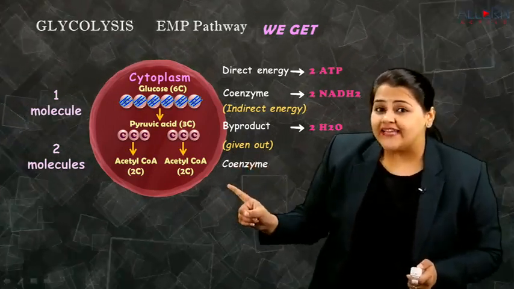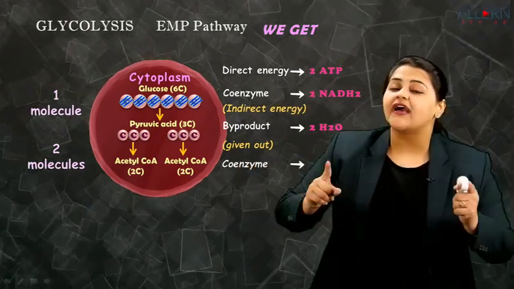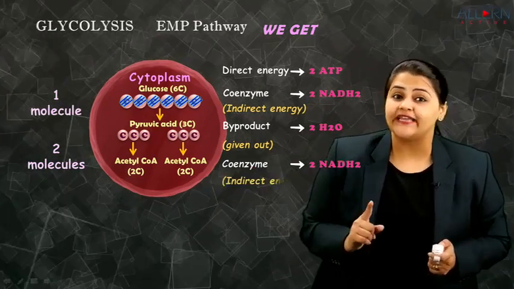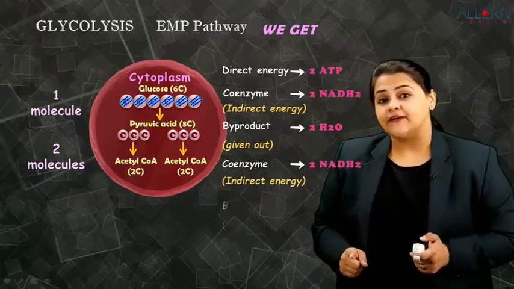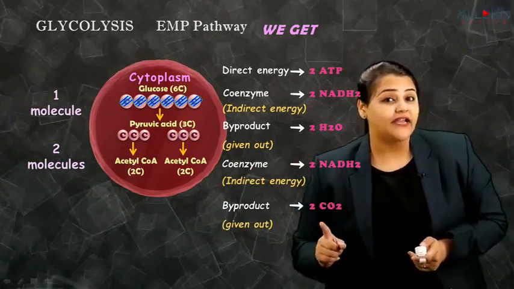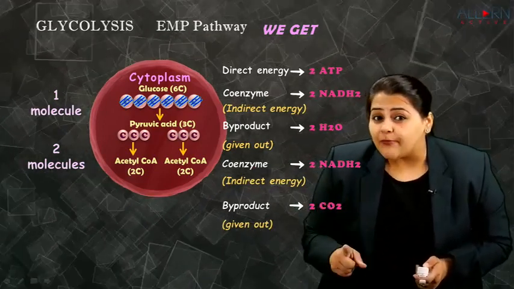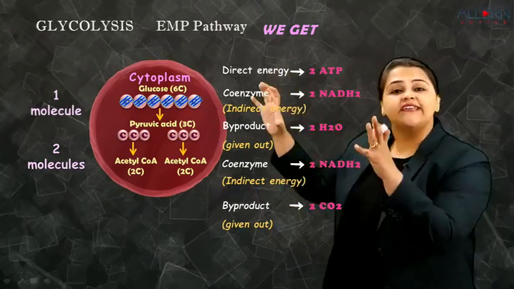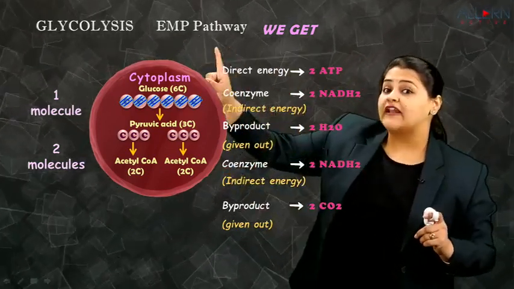And while this is going to fetch us another kind of coenzyme, that is 2 NADH2, which is an indirect energy. And of course a byproduct, which is nothing but carbon dioxide. So it is this very carbon dioxide which we are releasing. Now this is just a gist of glycolysis.